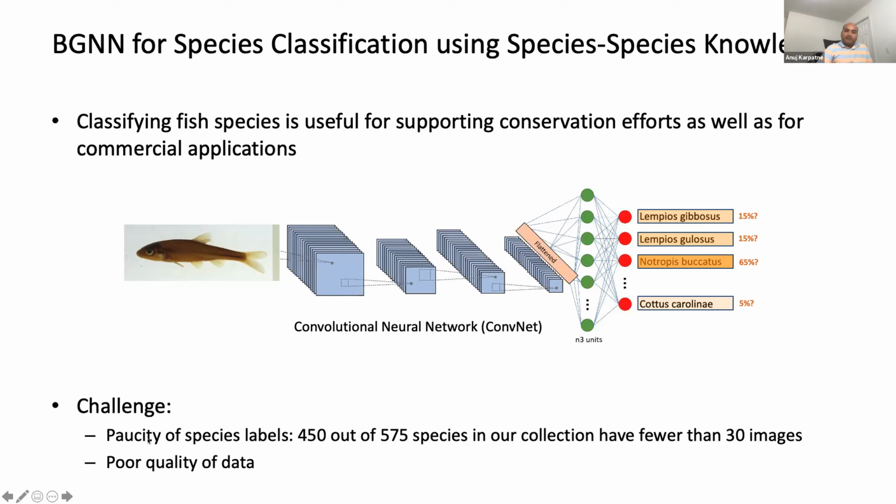And again, for this problem, the major challenge is the paucity of labels. For example, from the university collection databases of images, more than about 450 out of 575 species have fewer than 30 images per species. So we have very small amounts of data for most of the species.